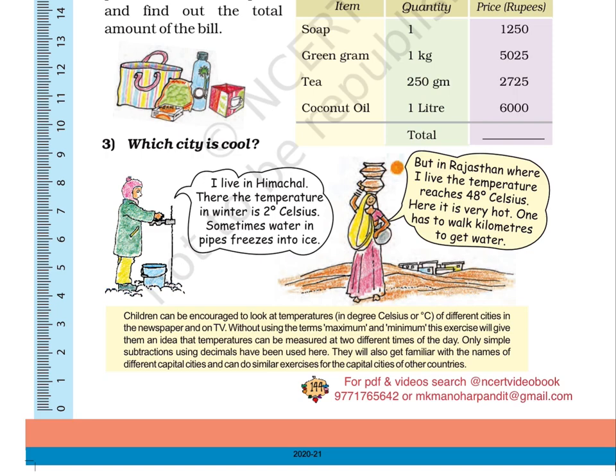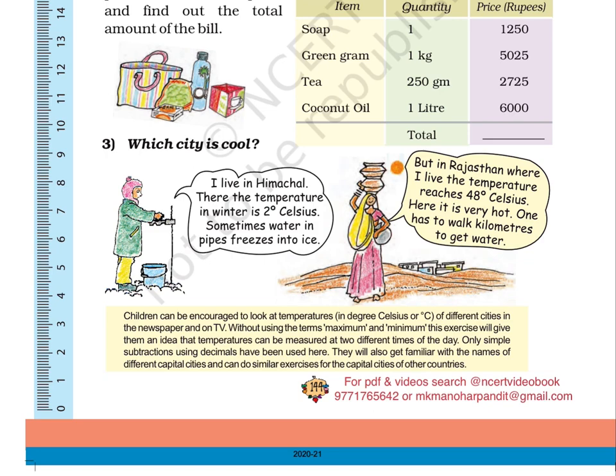3. Which city is cool? We see the picture of 2 different people from 2 different locations. One is a man from Himachal Pradesh, somewhere where it's very cold, and another lady is from Rajasthan, one of the hottest places in India.